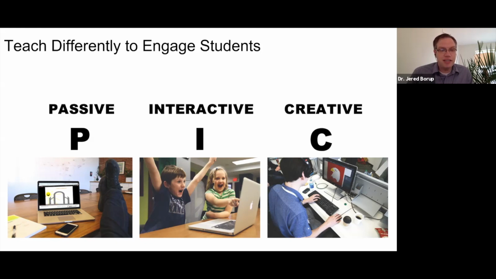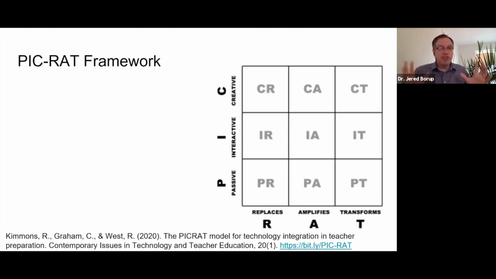So in the next slide, we can put this together. We have the RAT and the PIC, we combine that, we have PIC-RAT. You can see on the bottom of this framework, we have replaces, amplifies, and transforms. And then moving up, we have passive, interactive, and creative.